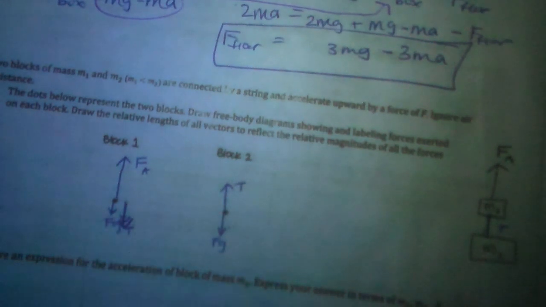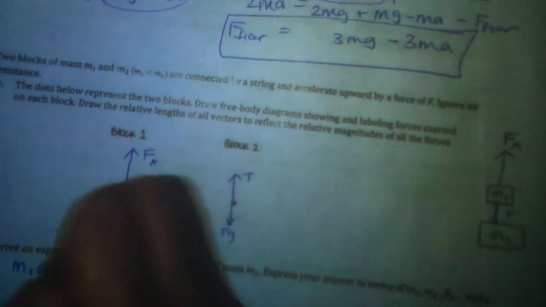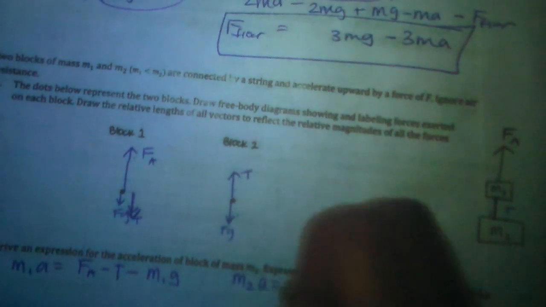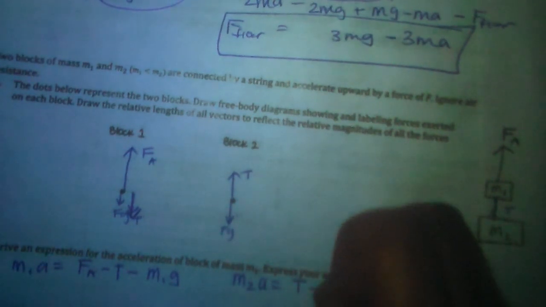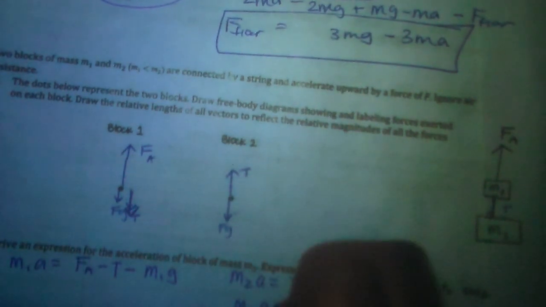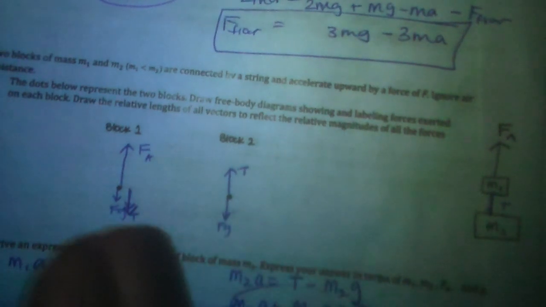tension force. Now we write our F-net equation, so M1A is Fa minus tension minus the force of gravity. This one, M2A, is tension minus the force of gravity, M2G. Get tension by itself. Make sure to distribute that sign.